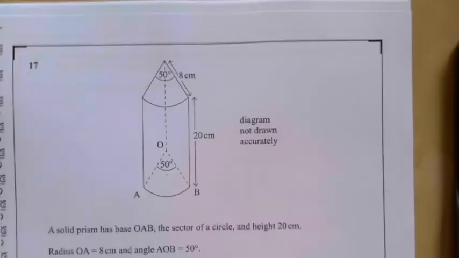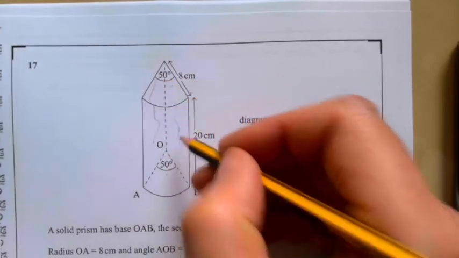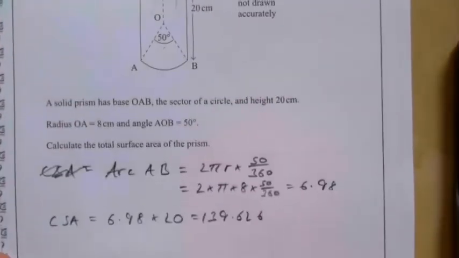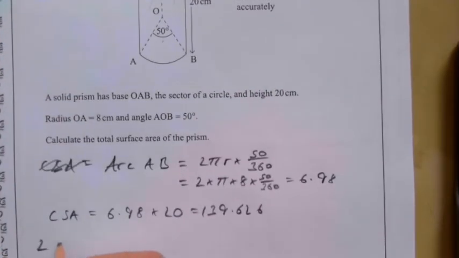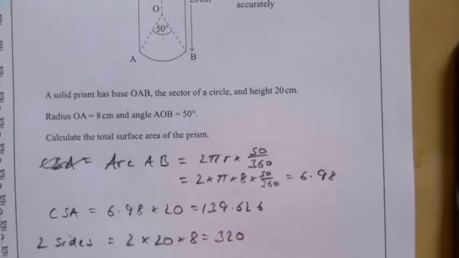Alright, the two sides then, so it's going to be that bit there and that bit there, if you can kind of see them on the other side. So the two sides are going to be 2 times 20 times 8, and that gives me 320.